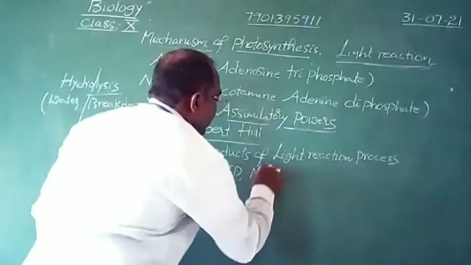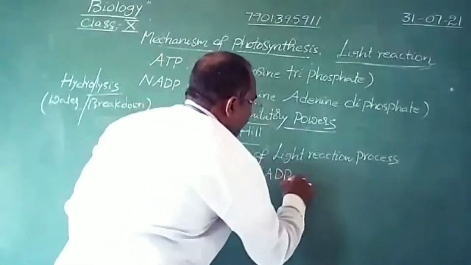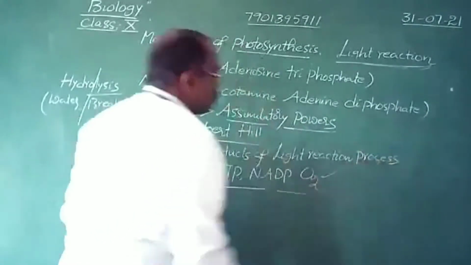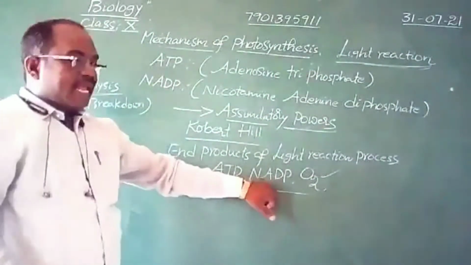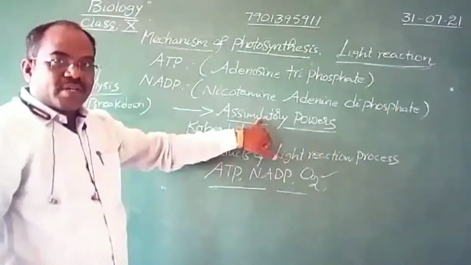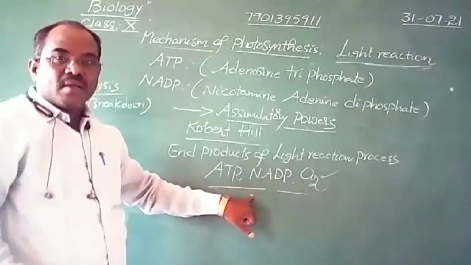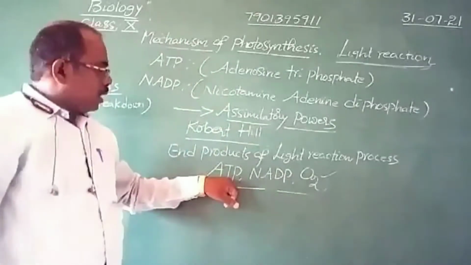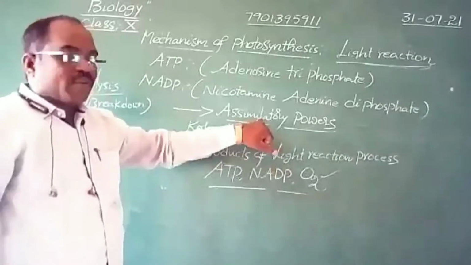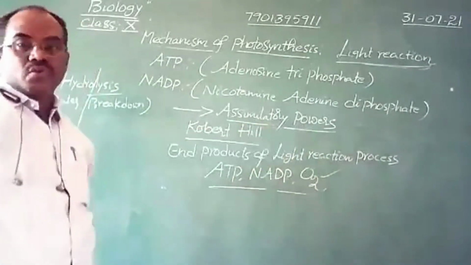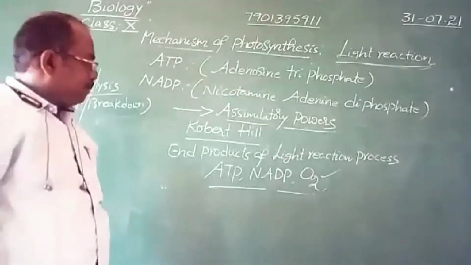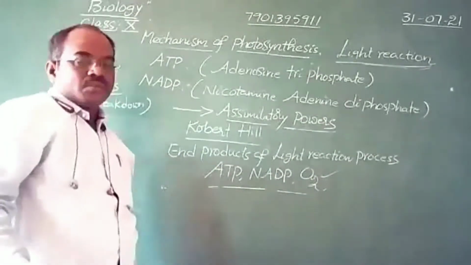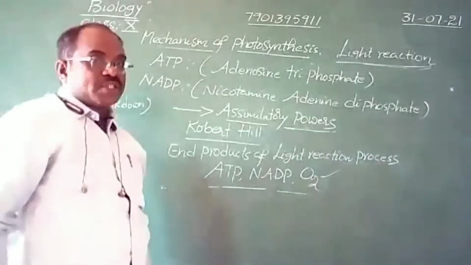ATP, NADPH, NADP, and oxygen. Oxygen escapes into the atmospheric air. ATP and NADP are the assimilatory powers. These are used for the formation of glucose. These are the end products of the light reaction.